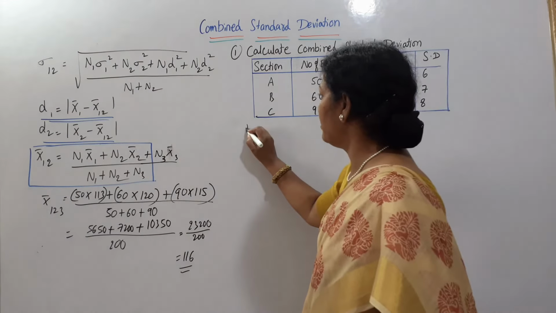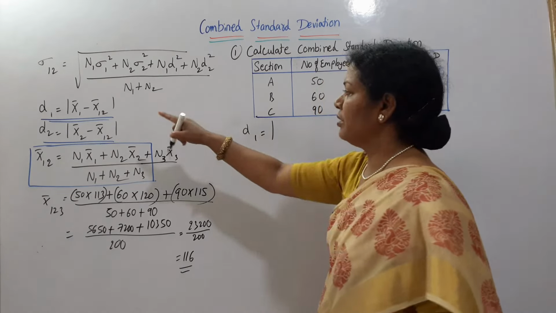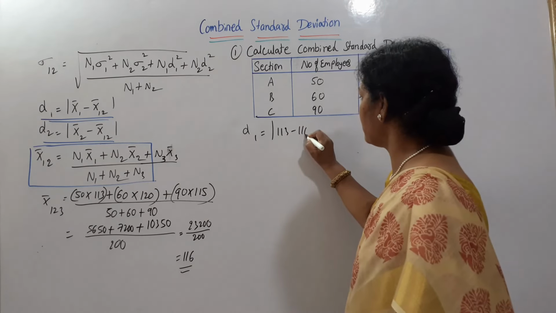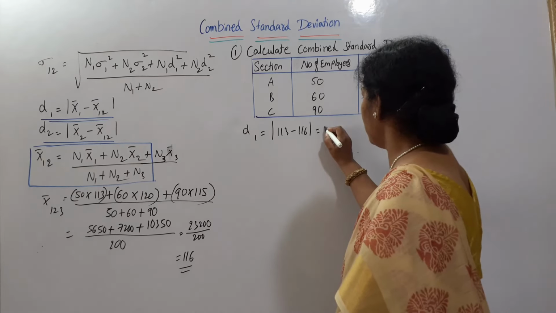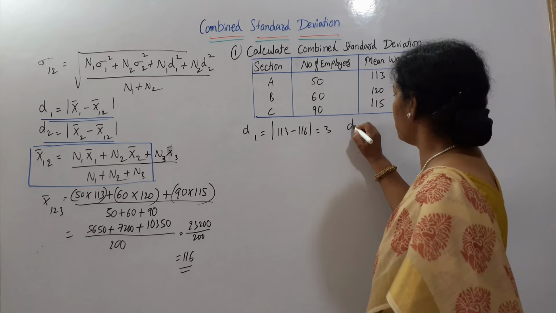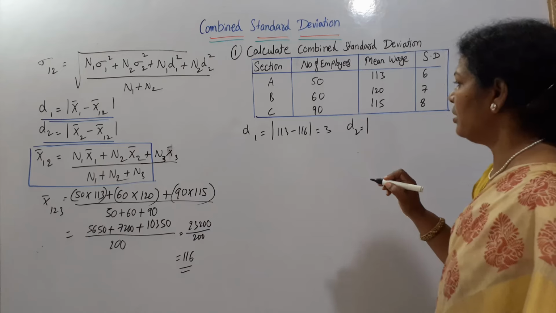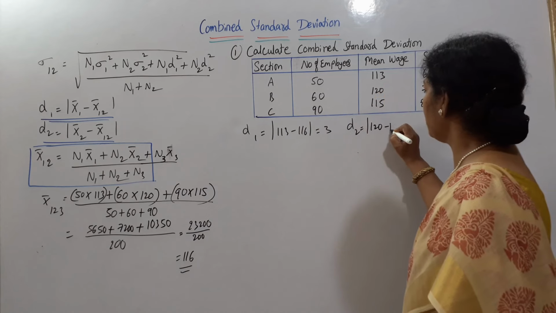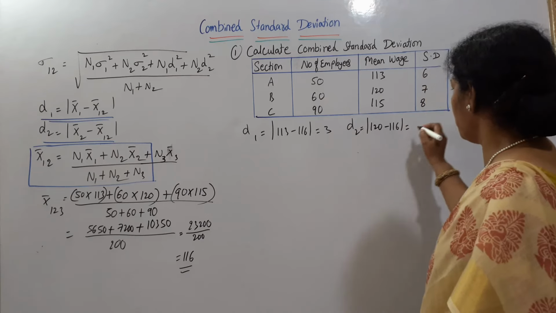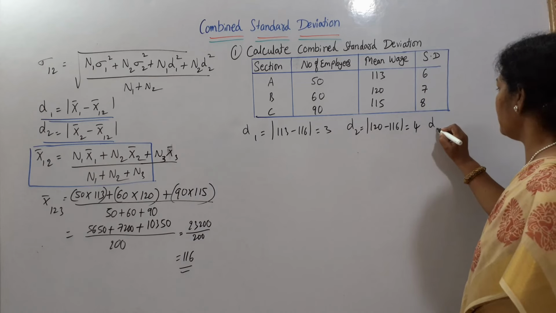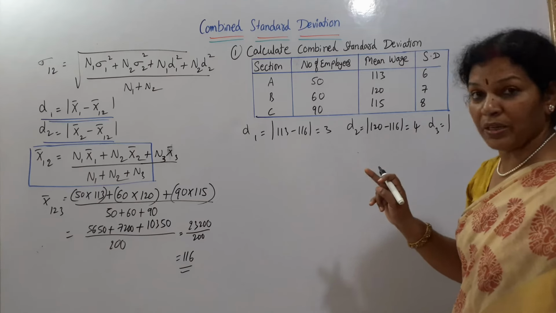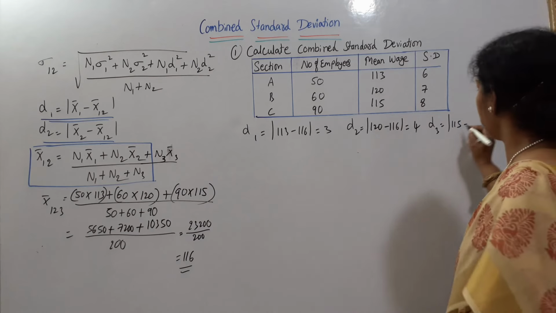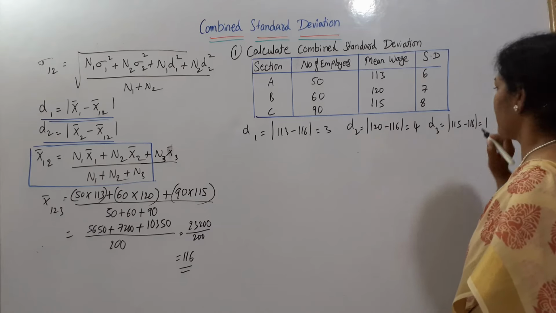First let's calculate D1. D1 is equal to mod x bar 1 minus combined mean. X bar 1 is here 113. 113 minus combined mean 116. It comes to 3. In the same way D2 is mod x bar 2. X bar 2 is here 120. 120 minus combined mean. So it comes to 4. In the same way D3 is also x bar 3. X bar 3 is here 115. 115 minus combined mean 116. It is 1. Am I clear?